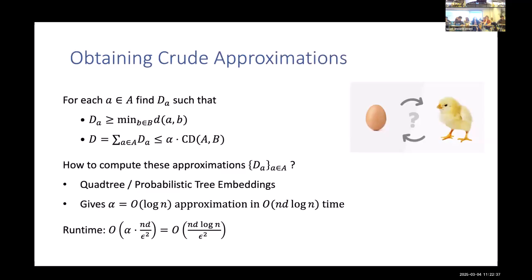So the key question is how do you find such a rough approximation? It turns out, and this seems like a chicken and egg problem, I'm trying to approximate the thing, but I need an approximation to get an approximation.